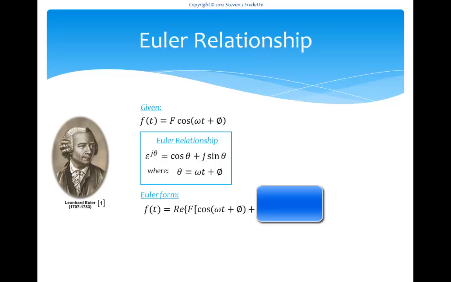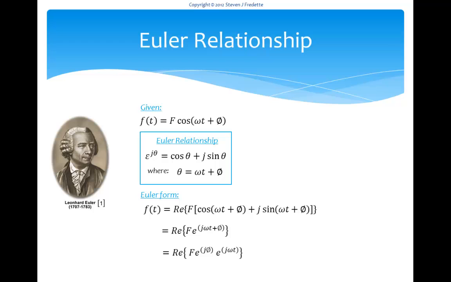The reason we need that real operator is, hold your thumb, now when we bring in that plus j sine term, we have to tell that function just look at the real part, not the imaginary part. So those two forms are equivalent, but the reason we wrote it in that form is now we can capitalize and use this Euler relationship and write it as shown. It's the real part of the magnitude f times e to the j omega t plus phi.